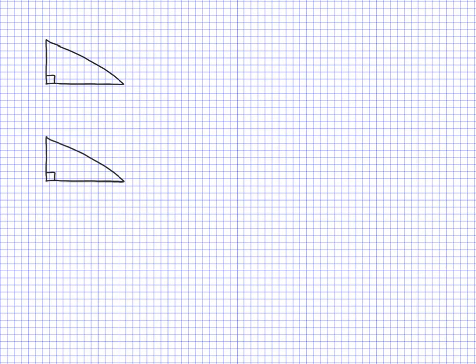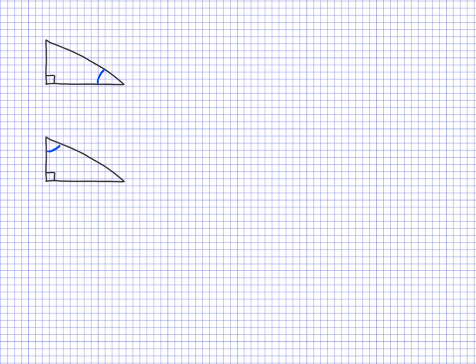So here I have a sketch of two right-angled triangles. Now I want to talk about the three sides in each of them, but each time it will be slightly different, because for the first one, I'm going to talk about them relative to this angle here, and for the second one, I'm going to be talking about them relative to this angle there.